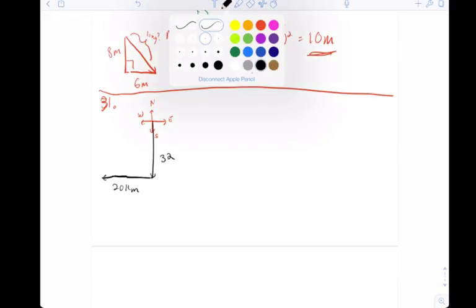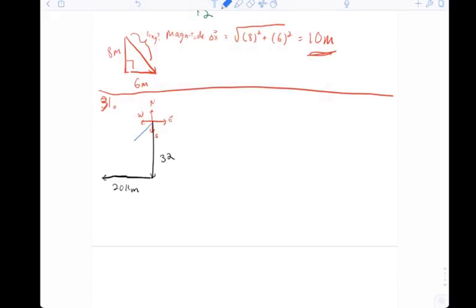The question wants to know what the distance from the initial position is. It wants to know how far that is. This line. It wants to know the length of this line. It's a right angle triangle, so the answer is going to be 32 squared plus 20 squared, the square root of that. That's 37.7 kilometers. Careful with units. Does anybody have any questions?